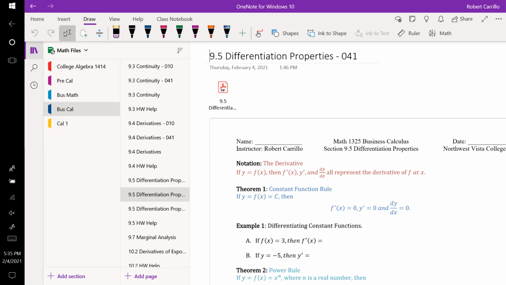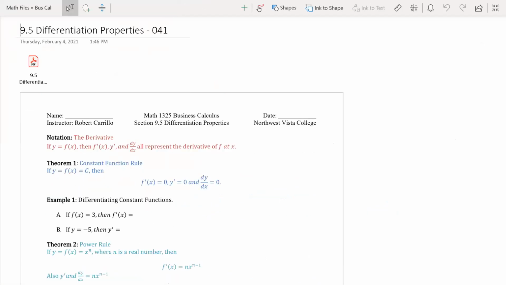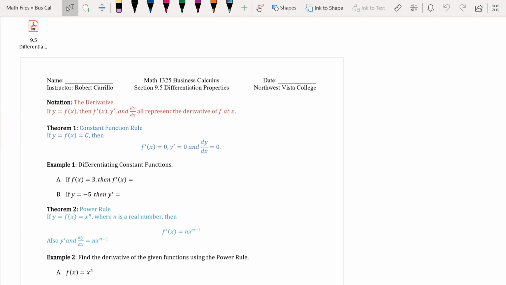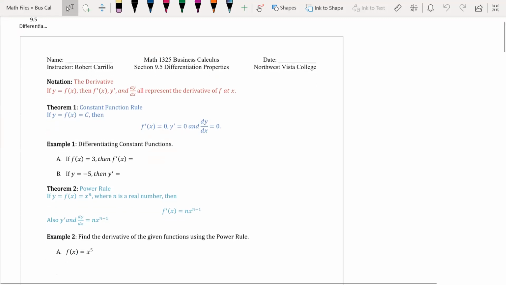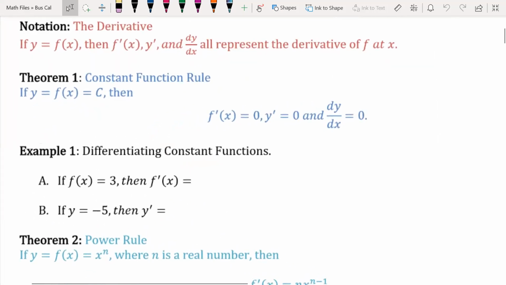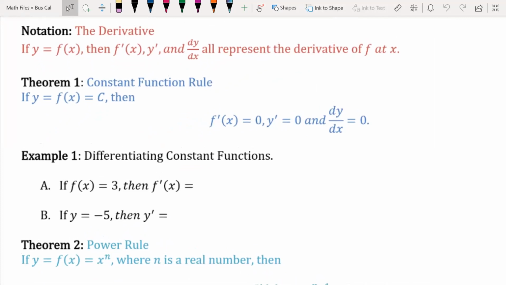Okay. So 9.5. 9.4 was a struggle. It was the long way. It was a lot of algebra. It was just a lot of stuff. Today is a rewarding day because now we get to learn the shortcut to the derivative.